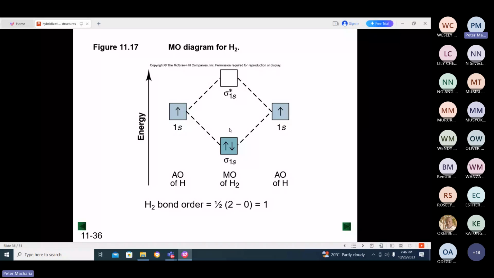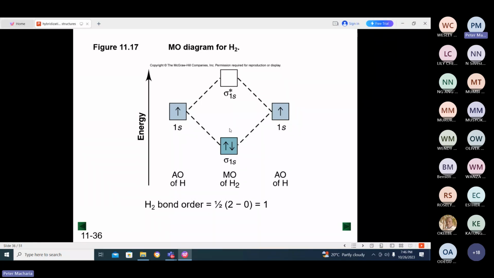In the diagram, we have looked at a combination of two hydrogen atoms. On each side is a representation of an atomic orbital, and in the middle is the hydrogen molecule, each atom with a single electron in the 1s orbital. When they combine, they will form two molecular orbitals.